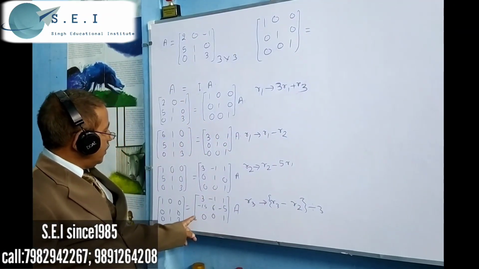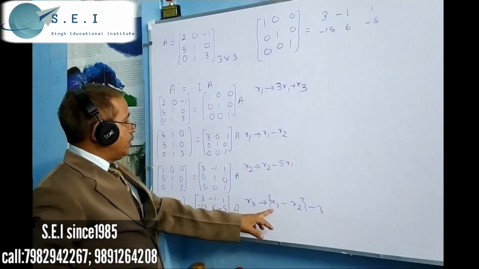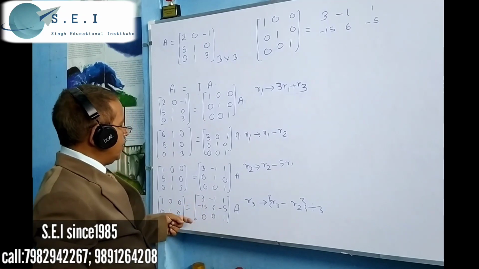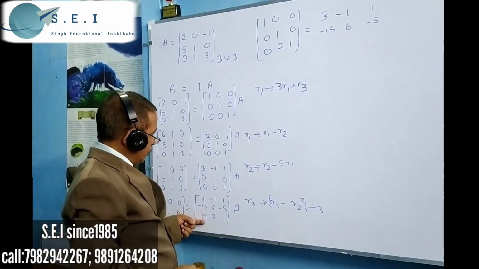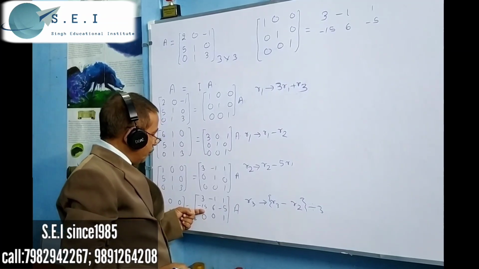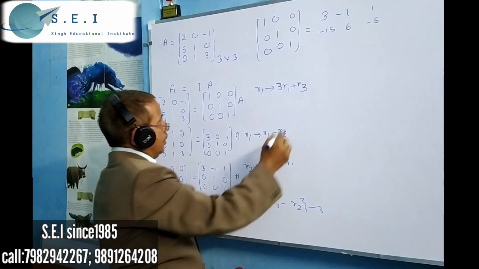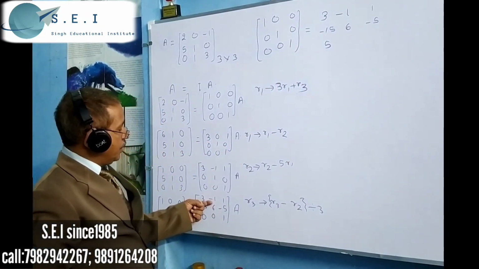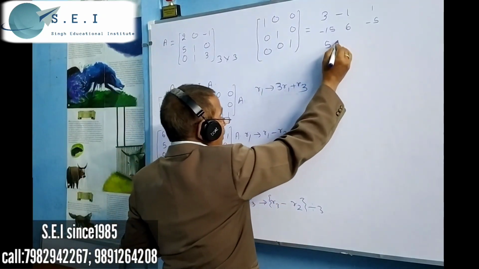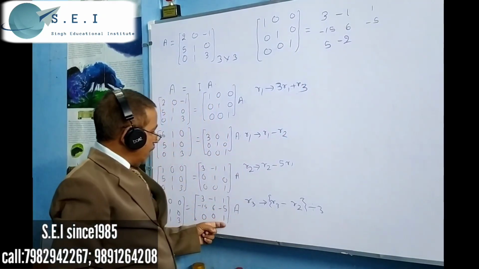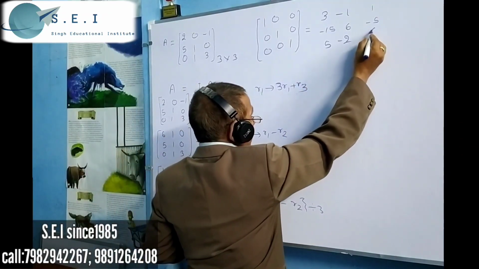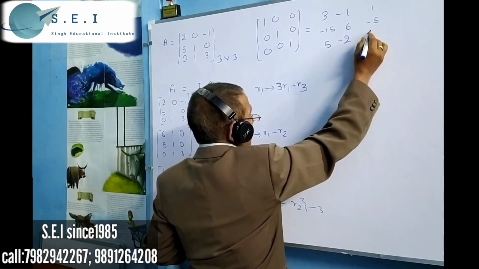The same operation is applied on the right side: R3 is transformed as R3 minus R2 divided by 3. So first, 0 minus negative 15 is positive 15, divided by 3 is equal to 5. 0 minus 6 divided by 3 is negative 2. 1 minus negative 5 is positive 6, divided by 3 is positive 2.